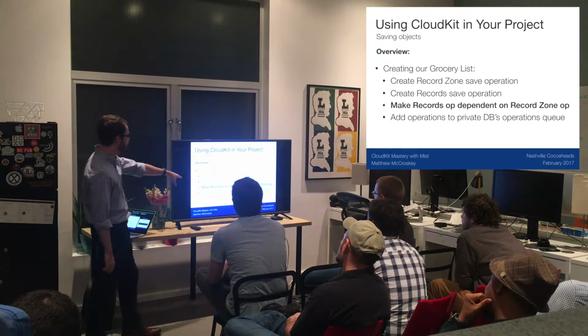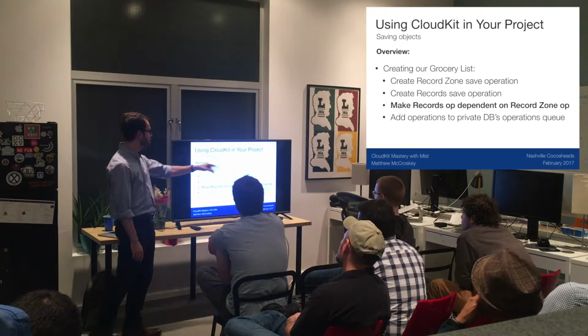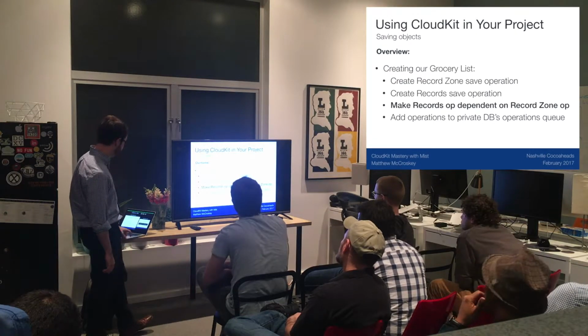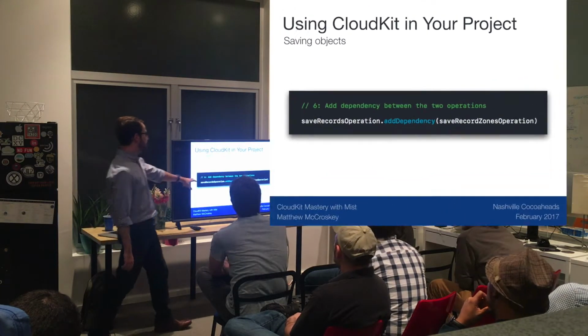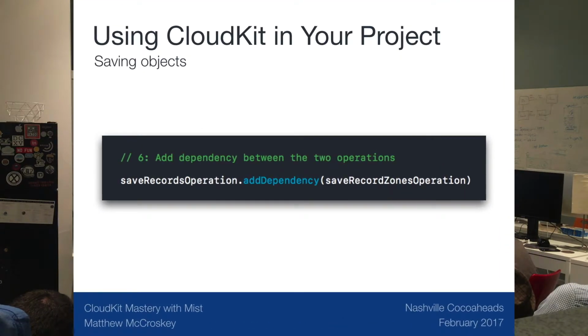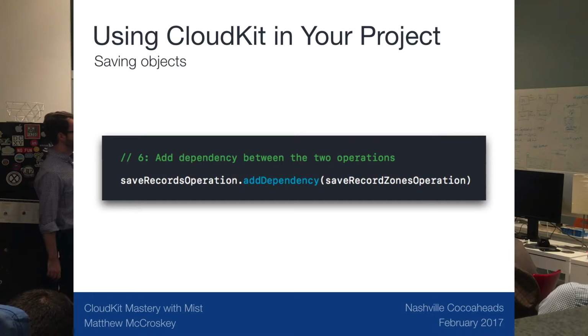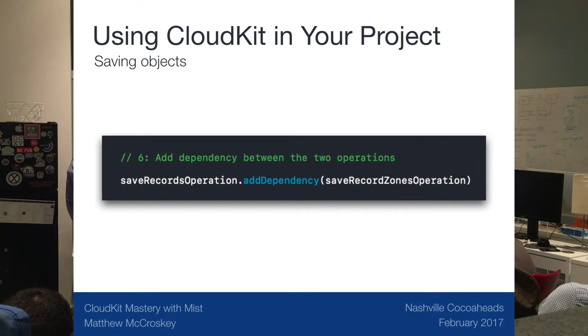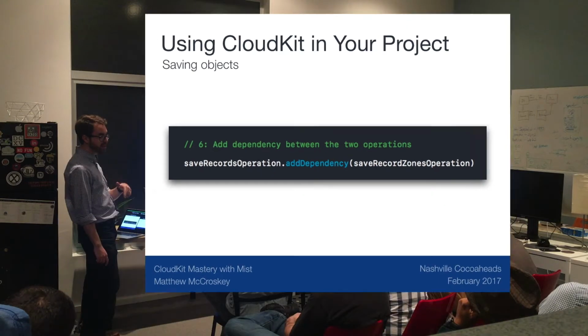So that's what I mean here. Make records operation dependent on record zone operation. That's simple. It's just a one-liner. saveRecordsOperation.addDependency(saveRecordZonesOperation). If any of these operations come back and give you an error, they will not actually be marked as completed. Don't quote me on this, I'm 99% confident they actually get marked as canceled, not completed.